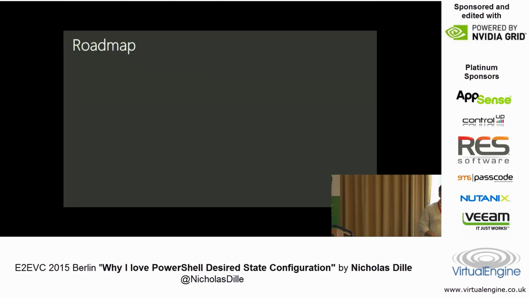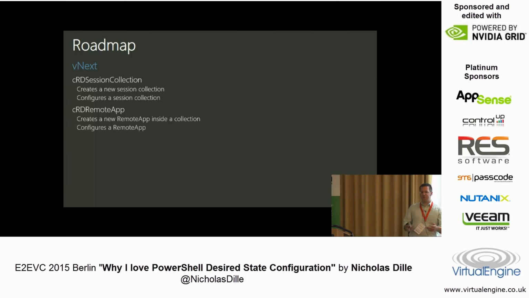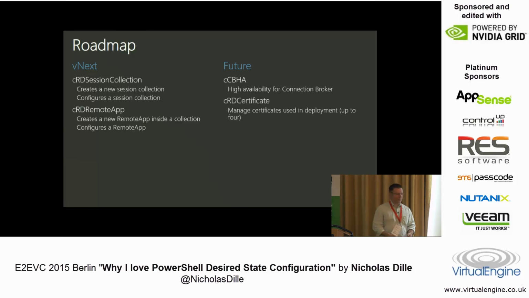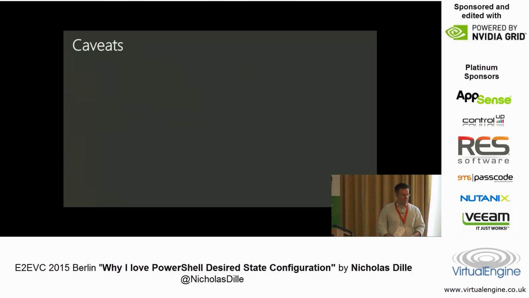Okay? So like I said, those three things are the things that you can do with the resource at the moment. What I'm planning to do is actually, I want to be able to create collections. I want to be able to create and configure RemoteApps. And at some point in the future, I'm thinking about high availability for the connection broker. I'm also thinking about managing the certificates of an RDS deployment, because the cmdlets are there. So it's just a matter of wrapping code around it and turning it into a resource. And some configuration for the session host.